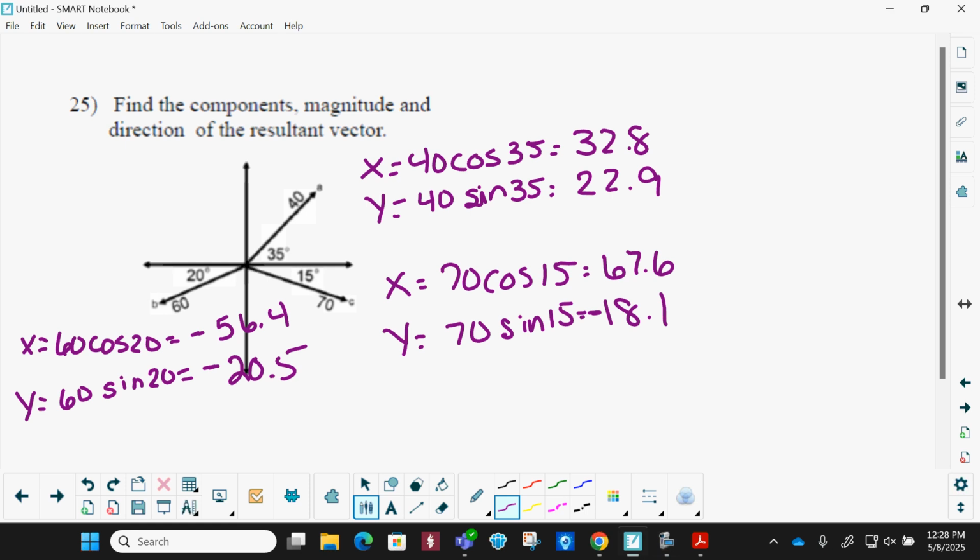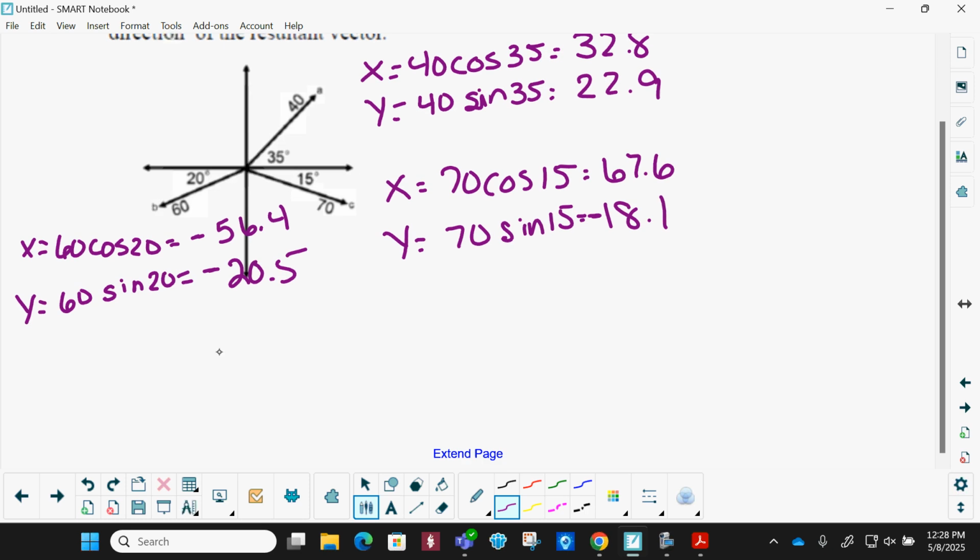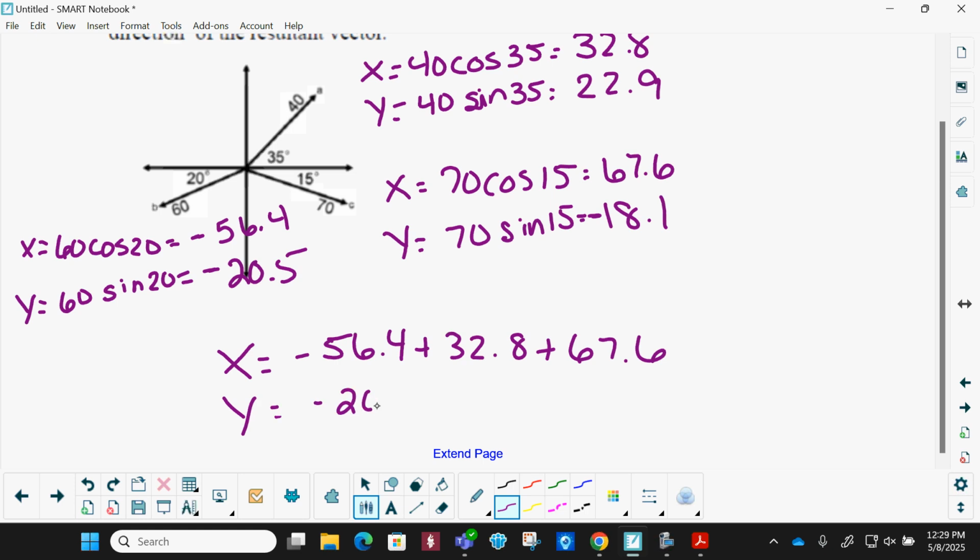Okay, so now what we're going to do is add all my x's. So negative 56.4 plus 32.8 plus 67.6. We're going to do the same thing to our y's. Negative 18.1. So negative 56.4 plus 32.8 plus 67.6. This gives me 44. Minus 20.5 minus 18.1. And I got a negative 15.7.